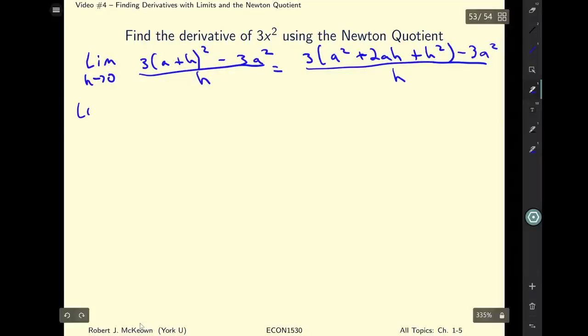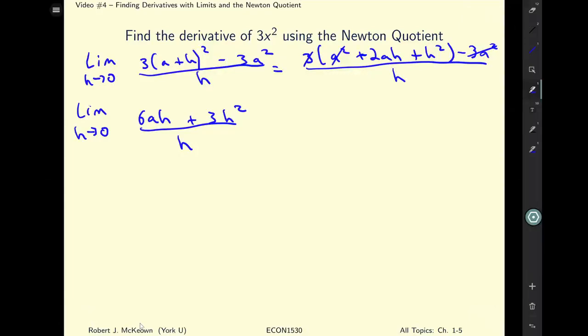I'll write out the limit because I don't want to forget about it. And maybe if I jump just a little bit, I'll have 6ah plus 3h squared over h. So that's going to cancel out with this thing there. And then the 3 comes in and multiplies the 2 remaining terms. I can simplify this as 6a plus 3h, right? Getting rid of that, that, and that.